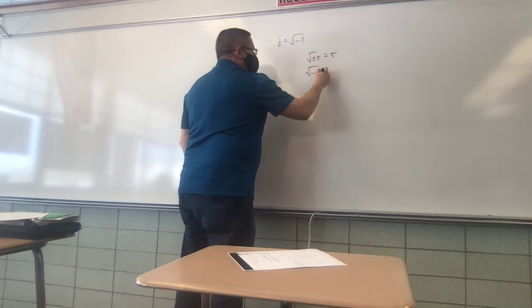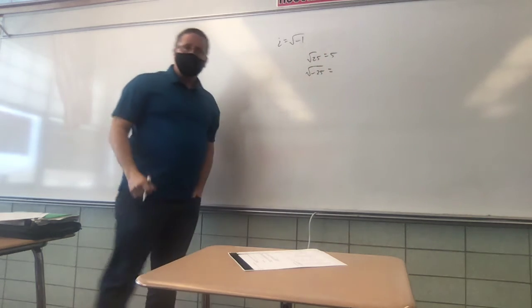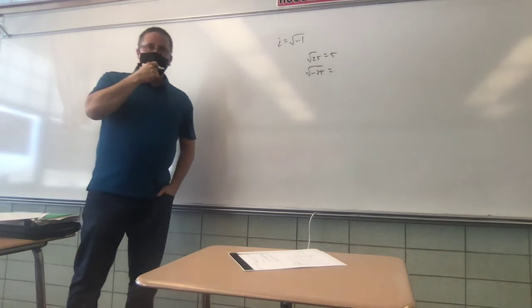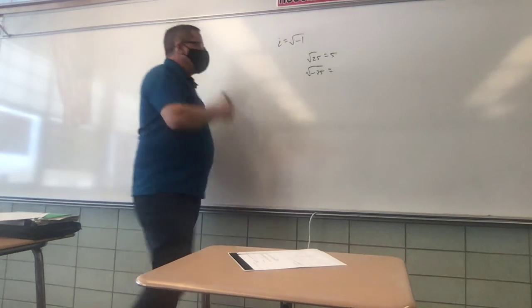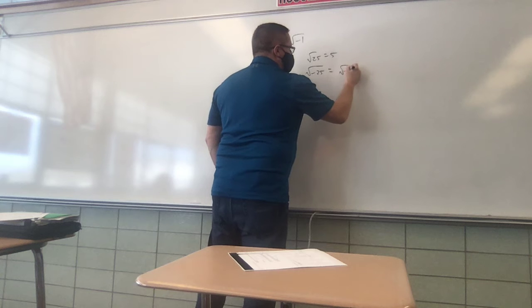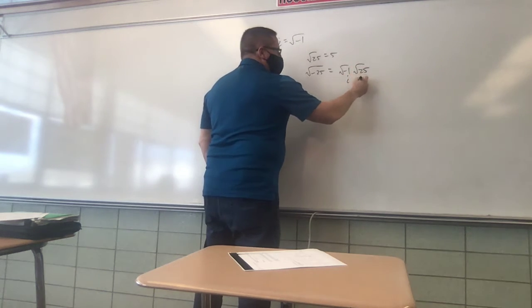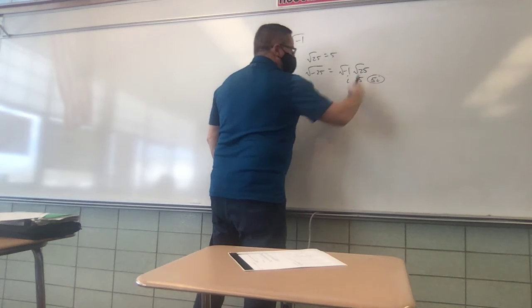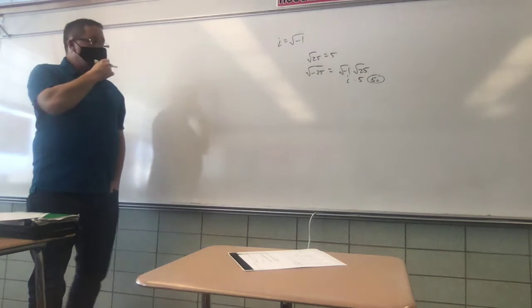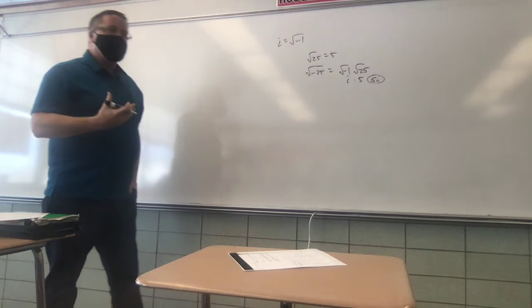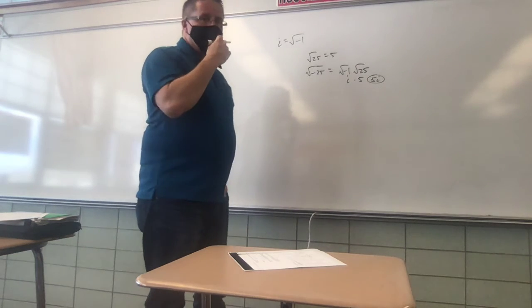Radical negative 25, most people think, oh, it's negative 5. No, it's not. Negative 5 times negative 5 is not negative 25. It's positive 25. This is actually radical negative 1 times radical 25. Radical negative 1 is i, times 5 is 5i. Okay? 5i. So basically, square roots of negatives are imaginary numbers. That's what it is.